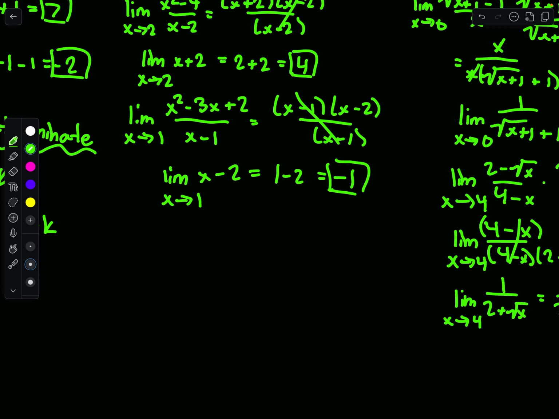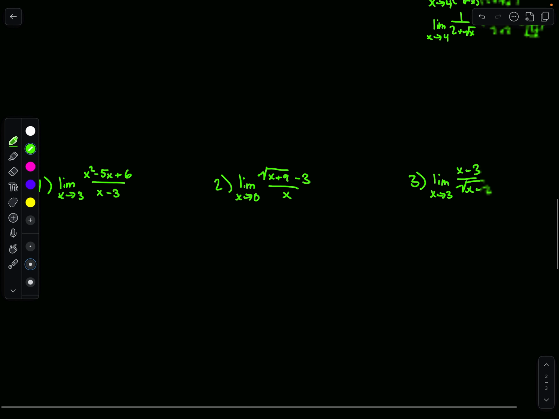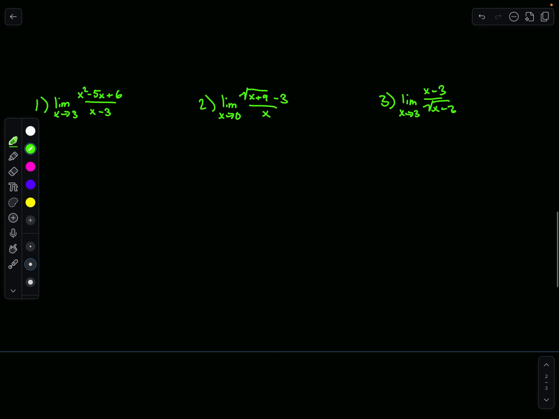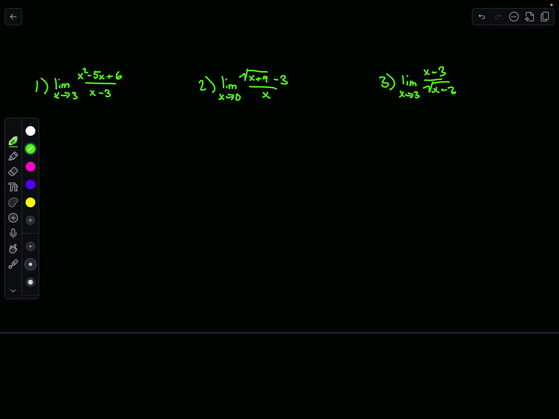Later, we'll see indeterminate forms like infinity over infinity, 0 times infinity, infinity minus infinity, or 1 to infinity. And that's where L'Hopital's rule will come in later on. So let's do some practice problems. Pause the video, go through these, and when you're done, unpause the video, and we'll go through them together.